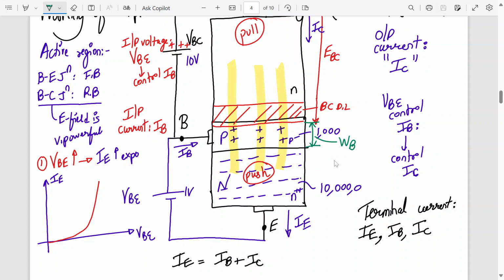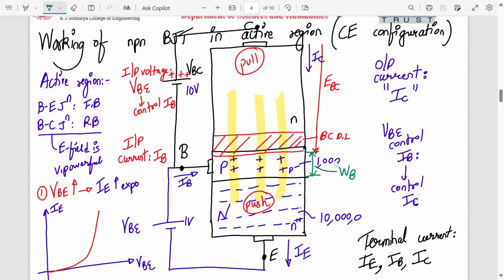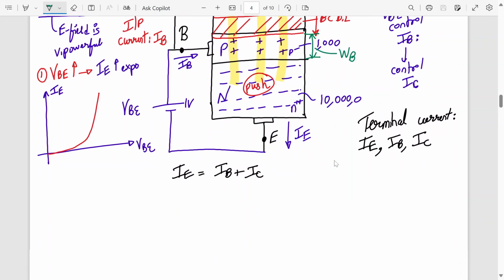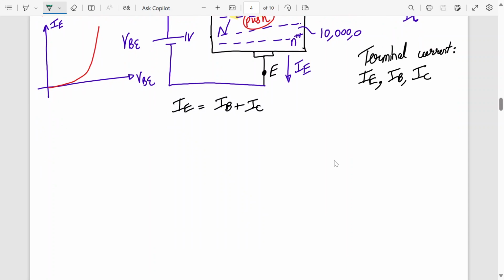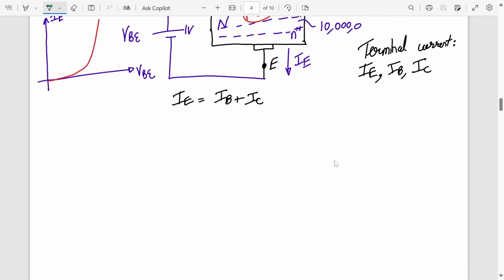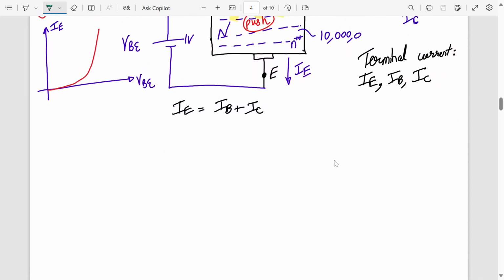So as you go on increasing the reverse bias, this width of base goes on reducing. So remember that. Okay. Now the relationship between the currents.